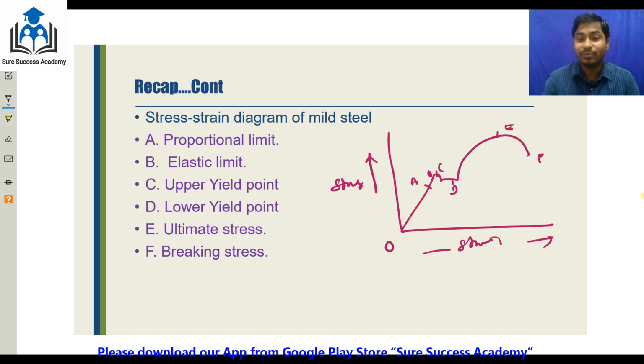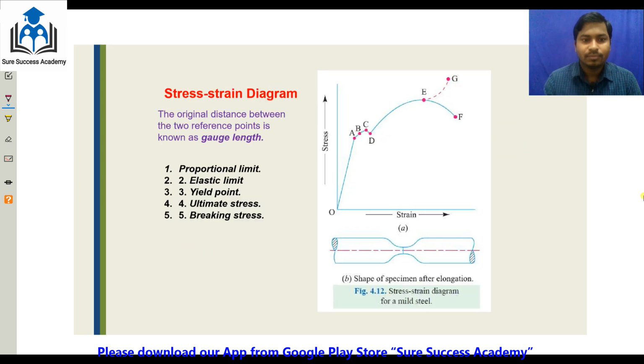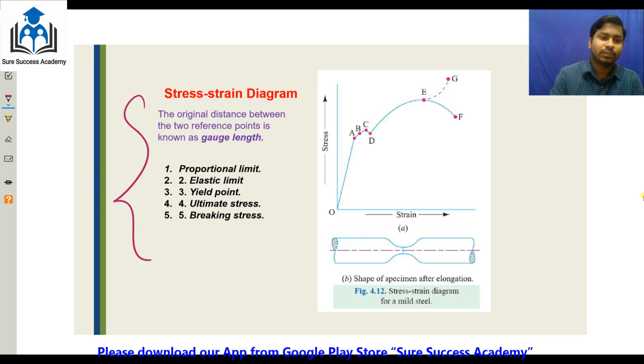strength due to the strain hardening effect up to point E, which is called the ultimate stress. It is the largest stress or largest load taken by the material. And breaking stress: after E, necking will form, and due to the reduced resistance the load drops to point F, which is called the breaking stress. This is what we already discussed; I just made the recap. That is 5 points: proportional limit, elastic limit, upper and lower yield point, ultimate stress and breaking stress.